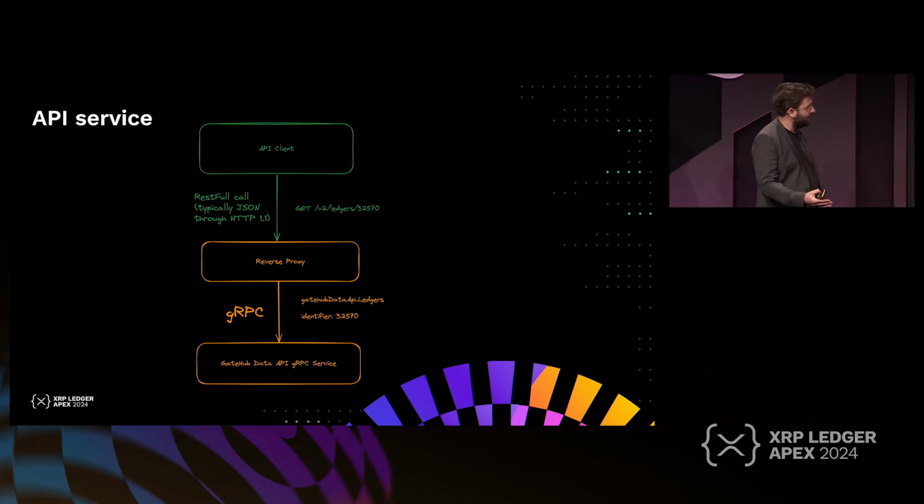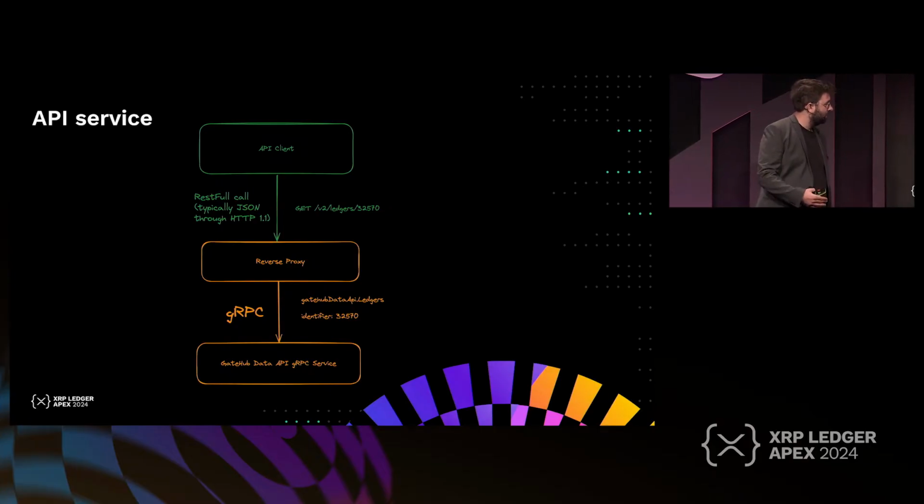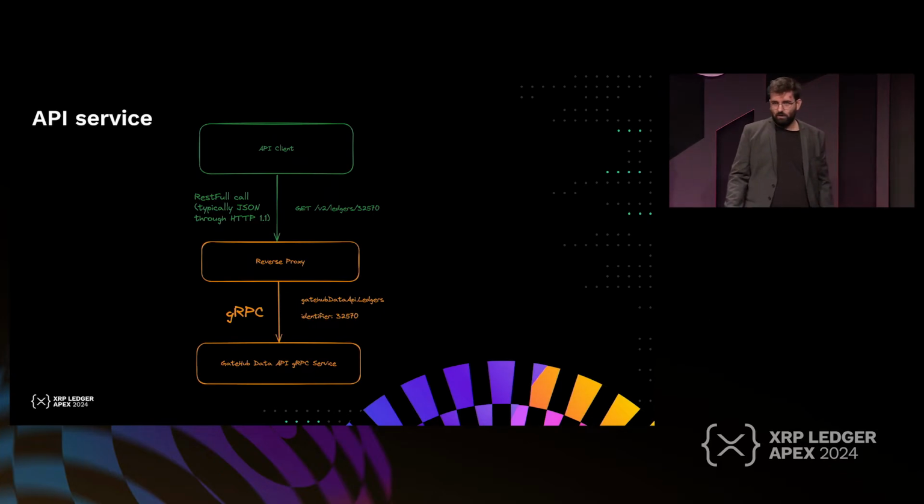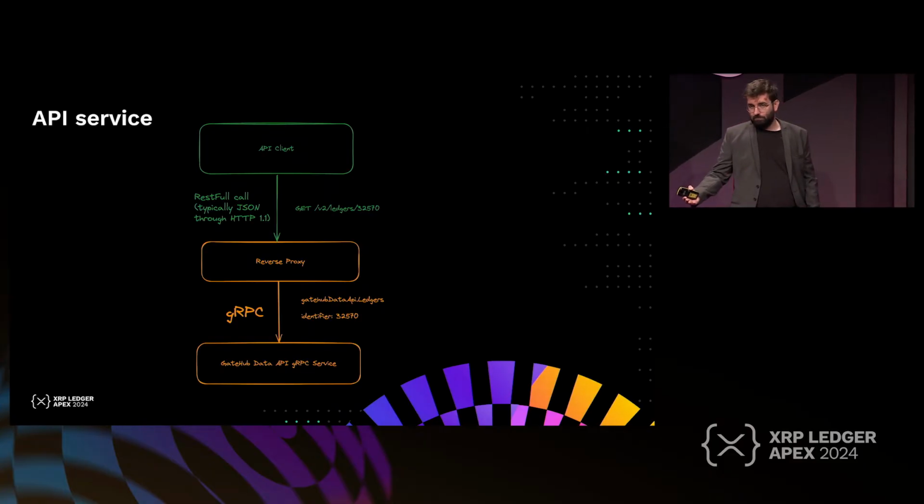So on the right side, you can see the example, right? I want to get ledger information with index 32,570. So the first one goes to the reverse proxy, and it will translate it into the GateHub Data API.ledgers with this identifier. It will hit our gRPC service, and you will get the data. It's that simple. So I'll pass the mic down now to Rok.